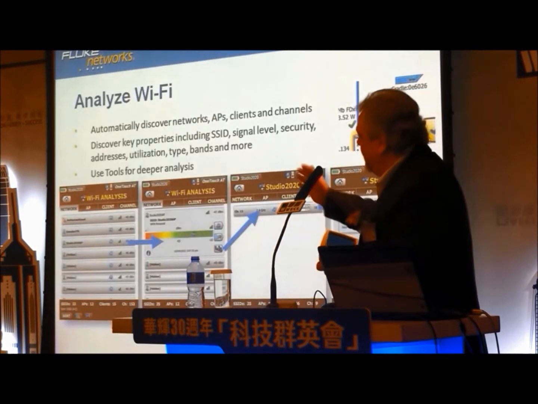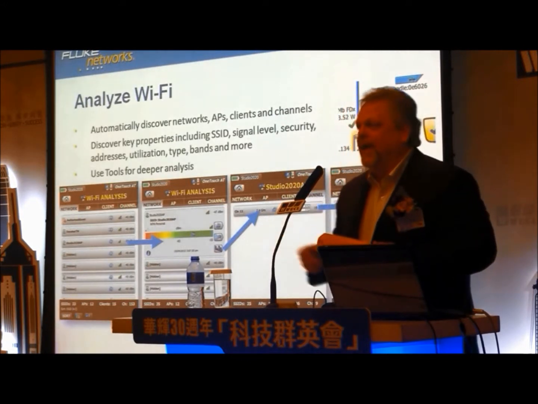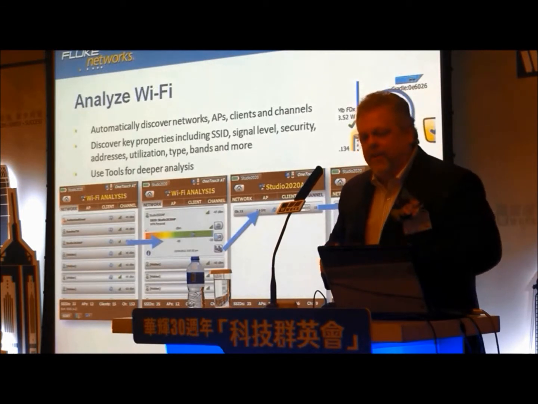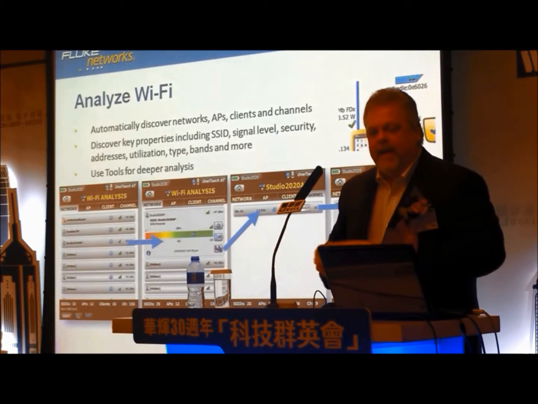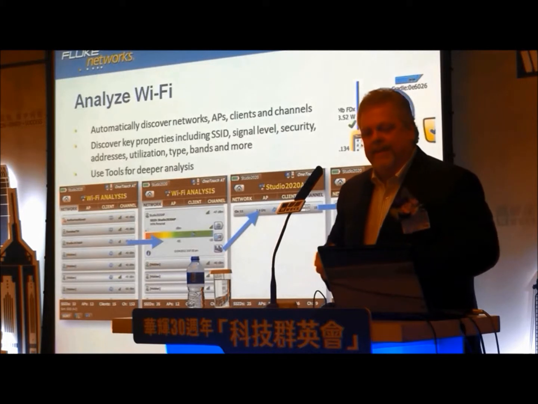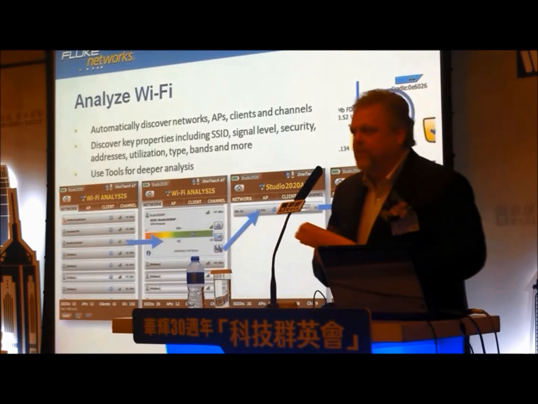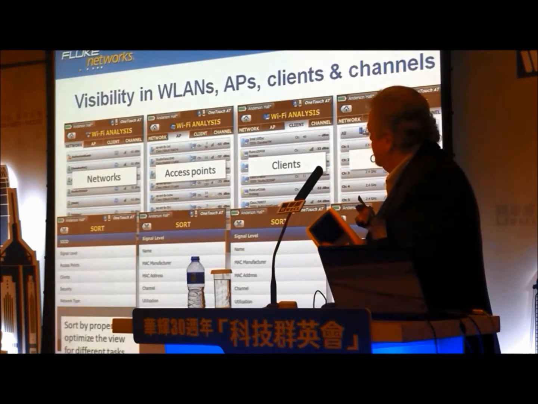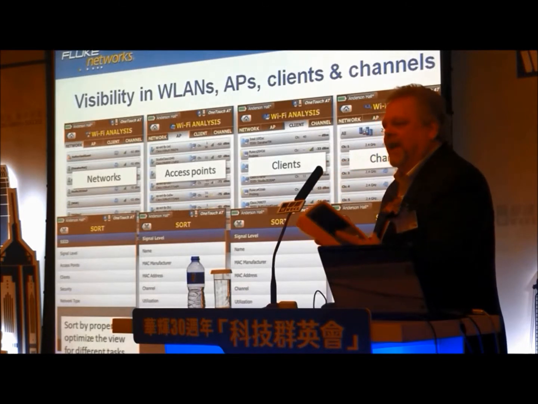Wi-Fi analysis tools. We automatically discover networks, access points, clients, and channels, so you get full visibility of what's going on in your Wi-Fi network. Discover key properties such as the SSID, signal levels, security, addressing, utilization, bands, all that stuff. And again, you can use the tools to drill in deeper and really see what's going on in your Wi-Fi networks. It gives you visibility into WLANs, access points, clients, and channels. So basically you can sort, drill in, and analyze all this data very easily, very effectively from the front panel.